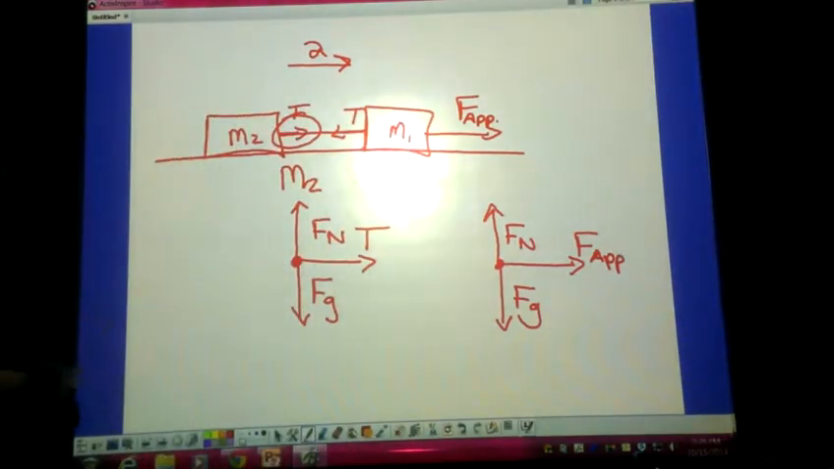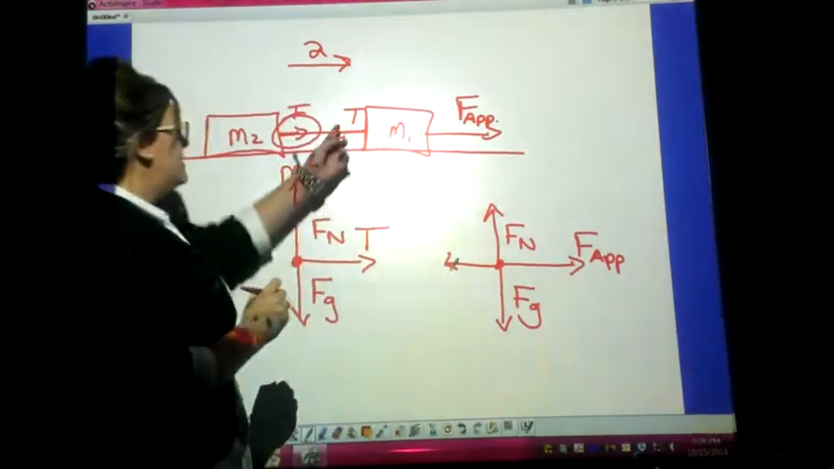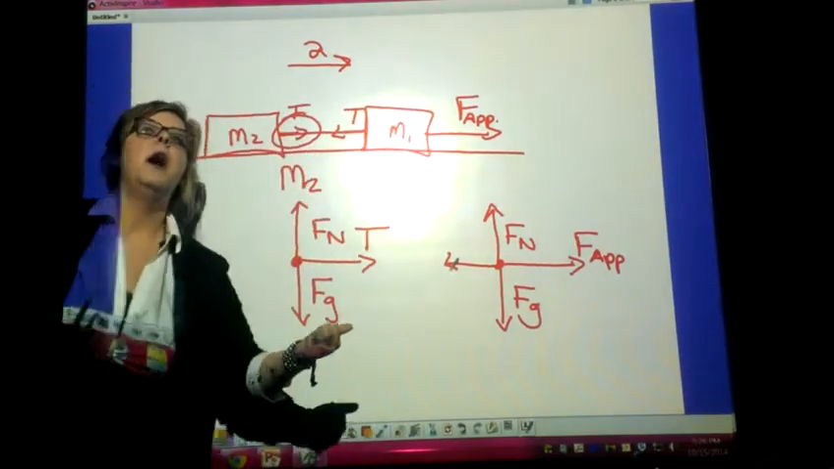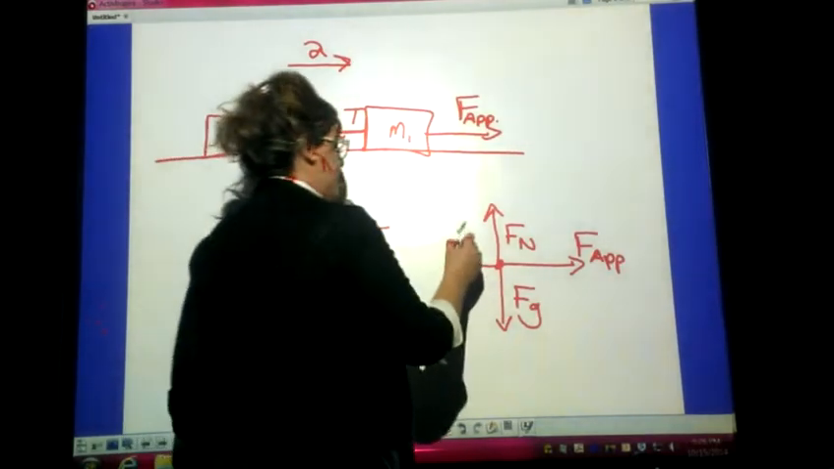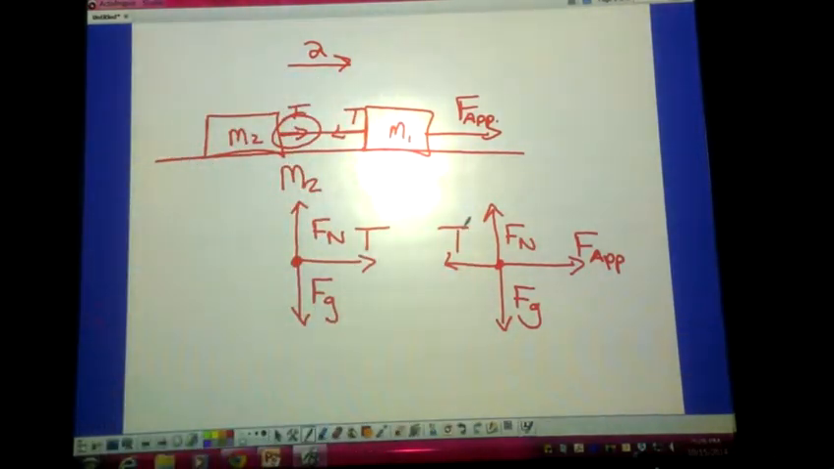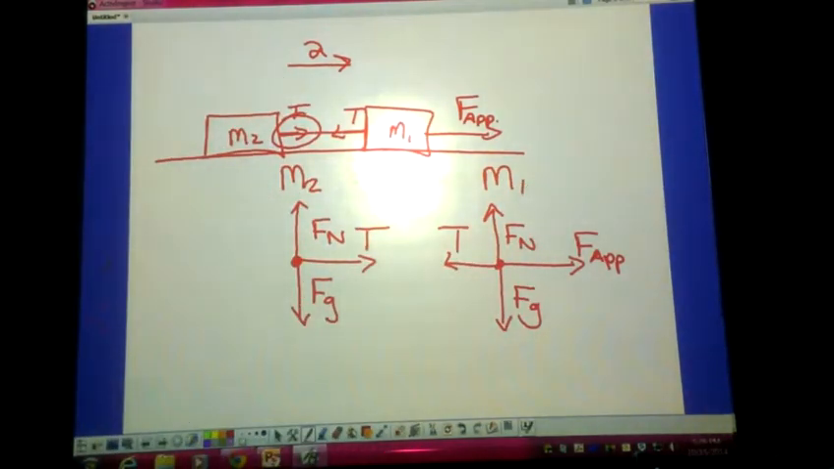And then I also have tension. And tension is going to be directed in this direction because ultimately I have to pull mass 2 with me. So tension is going to be that direction. So tension's there. So that was mass 2, this was mass 1. So those would be my free body diagrams for both of those wooden blocks, okay?